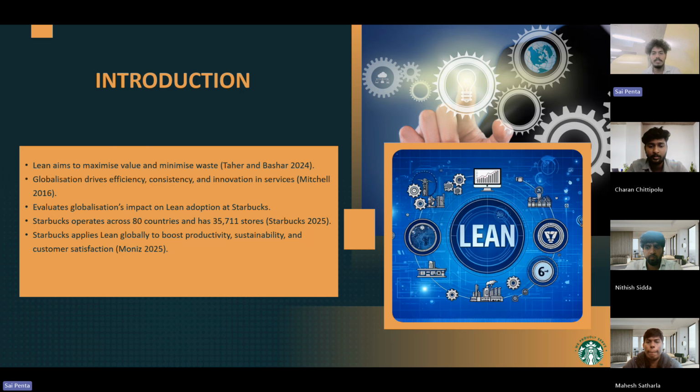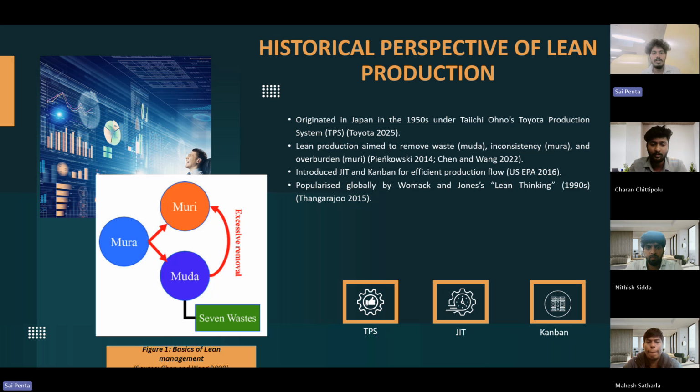Now, moving on to the next slide, I'm going to tell about the historical perspective of lean production. In these slides, we have given four bullet points. In those four bullet points, I'm going to explain. In this slide, I would like to present the historical perspective of lean production. In this regard, I would like to share that in the 1950s, lean production emerged as a manufacturing phenomenon in Japan, especially at Toyota under Taiichi Ohno's direction.